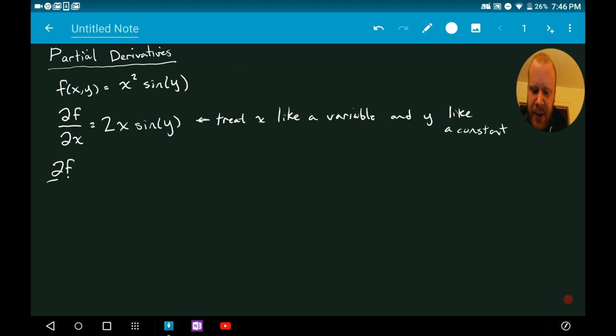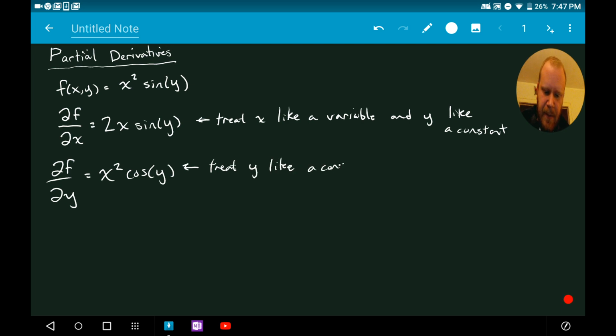The other option is going to be the complement to that, right? So df dy is going to be equal to, let's see, x squared. So x squared is going to be that constant, and then the derivative of sine of y is going to be cosine of y. Here we're going to treat y like a constant, and x like a variable.